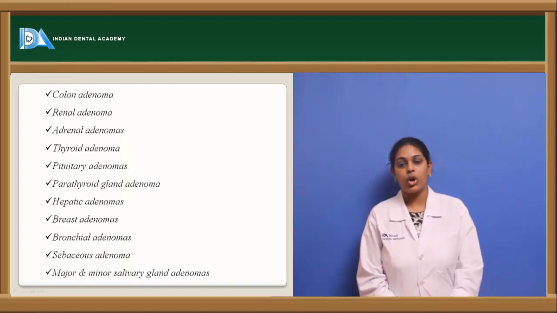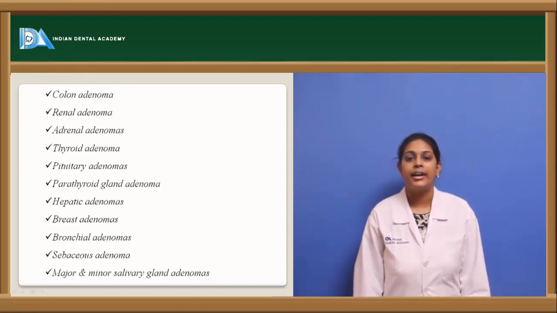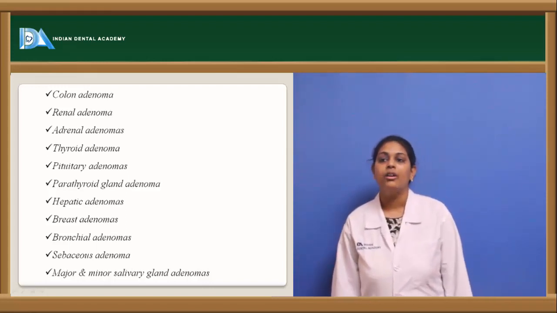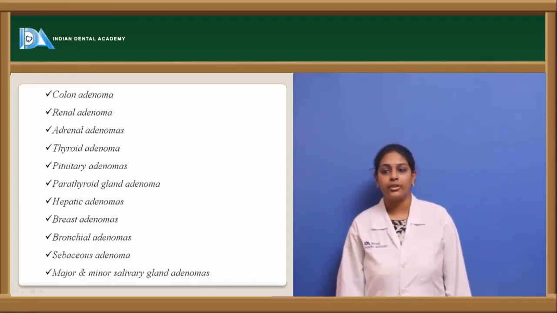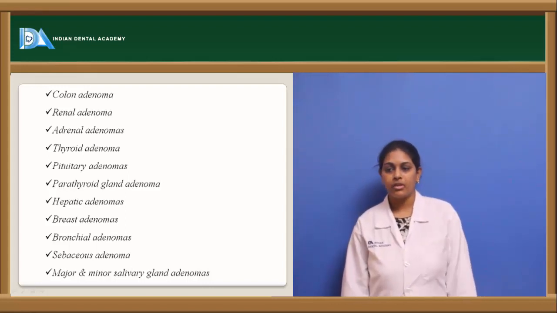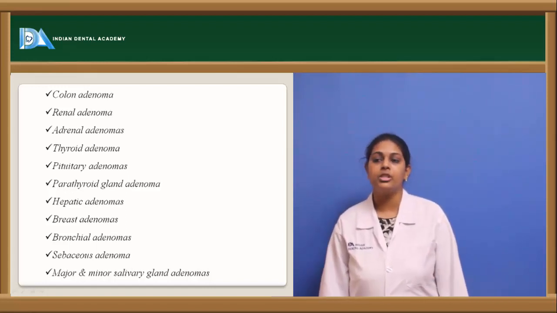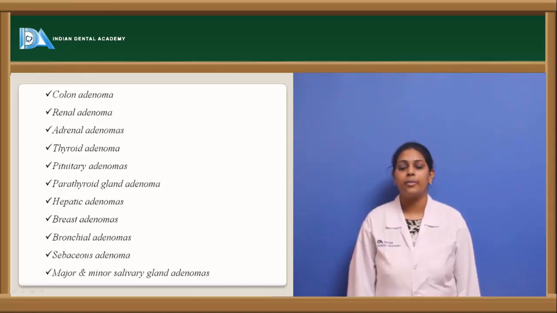They have been classified into colon adenoma, which involves the intestinal colon, and if it involves the kidney, it is known as renal adenoma. If it involves the adrenal gland, it is known as adrenal adenoma. If it involves the thyroid gland, it is known as thyroid adenoma. In the case of the pituitary gland, pituitary adenoma. In the case of the parathyroid gland, it is known as parathyroid adenoma. In the case of liver involvement, it is known as hepatic adenoma. In the case of breast involvement, it is known as breast adenoma. In the case of bronchial or pulmonary involvement, it is known as bronchial adenoma. And in the case of sebaceous gland involvement, it is known as sebaceous adenoma.